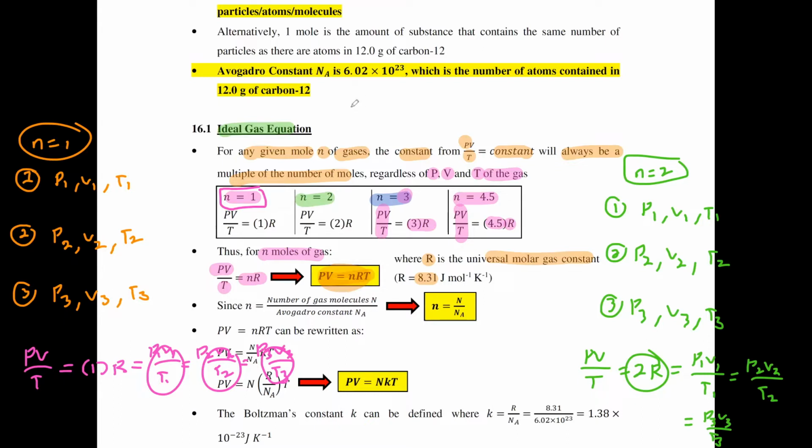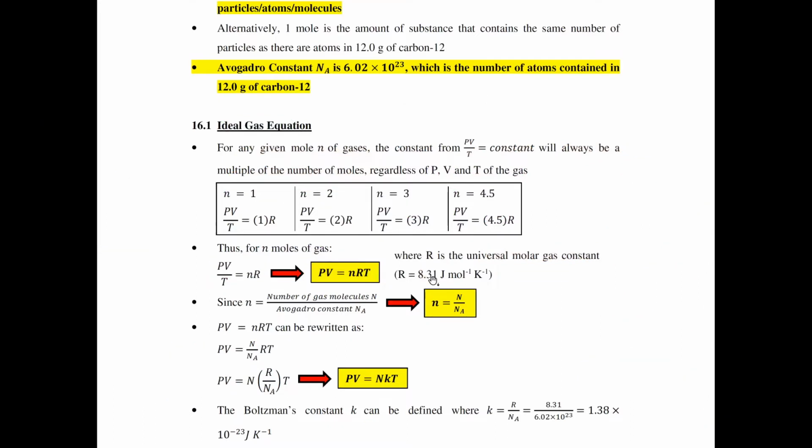Now, you just really need to remember this equation. How it came about, which is explained right over here, you don't need to know, okay? So don't need to bother about that. You just need to know that you have PV equals nRT. And then from PV equals nRT, you can go and manipulate it a little to give you another separate equation.